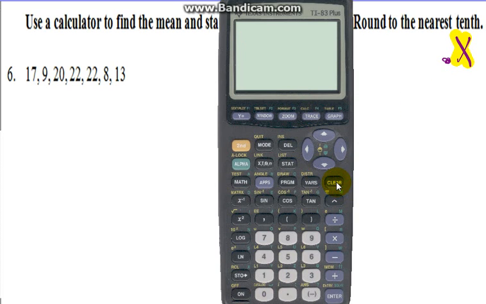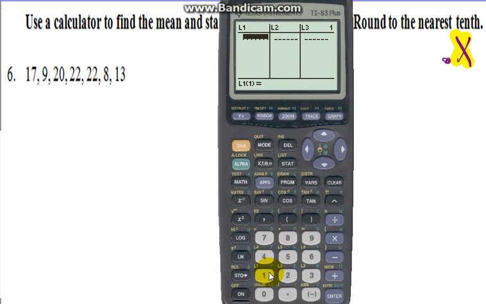So hit clear. And we want to go to our stat. Now in stat, you see that we're first going into edit. That's exactly what we want. So press enter. And if anything is in your list, you'll want to arrow up, hit clear, and hit enter to clear that list out. Now let's start typing in list 1.